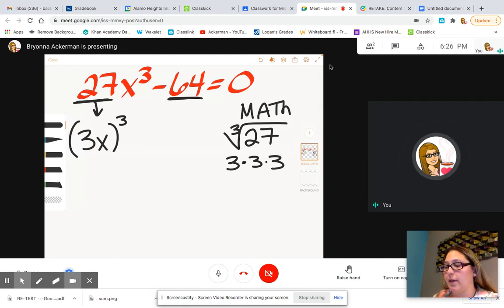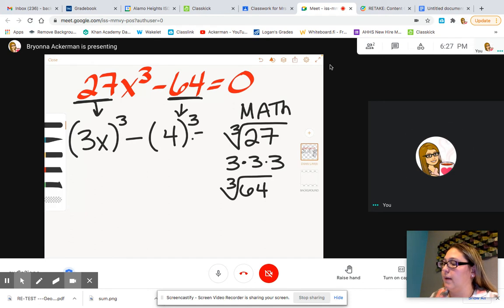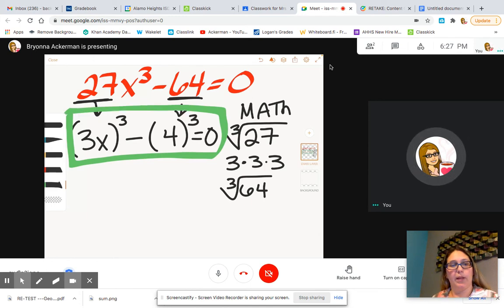Okay? And so that means if I were to distribute that cubed back, it'd be 3 times 3 times 3, which is the 27, and x times x times x, which is also x cubed. Okay, so that's how we changed it. We're also going to change this 64. So if you take the cube root of 64, you'll find out that it's 4. So 4 cubed. That means 4 times 4, which is 16. 16 times 4 is 64. So now it's written like the formula, where there's something cubed minus something else cubed.